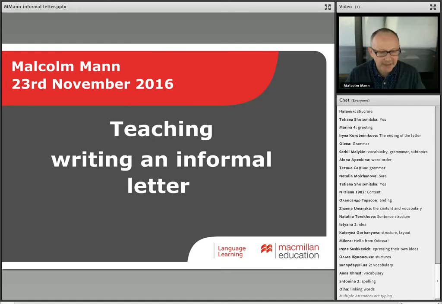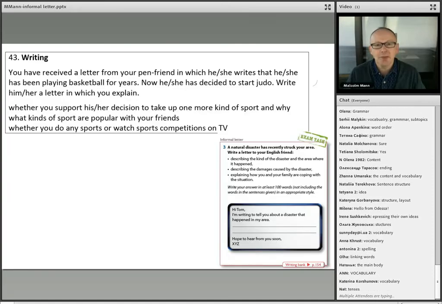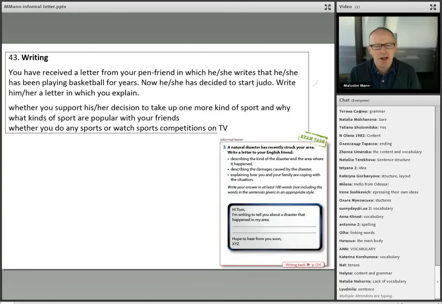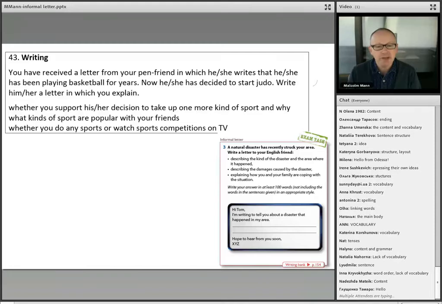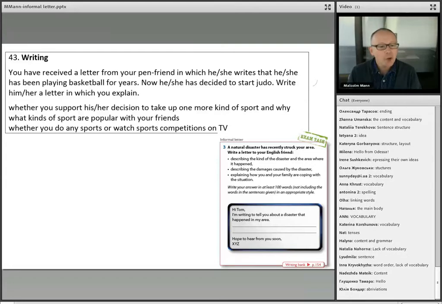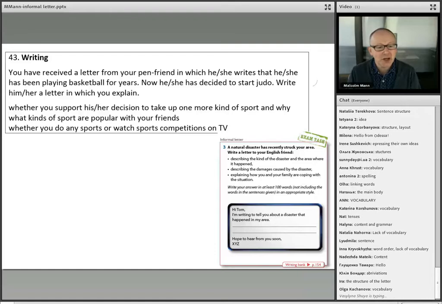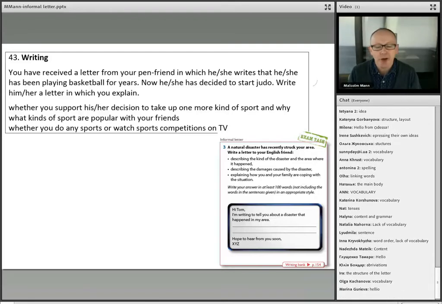So let's have an example informal letter question from the Ukrainian state exam. This was from, I think, last year's sample paper. I'm just going to read it. You have received a letter from your pen friend in which he or she writes that he or she has been playing basketball for years. Now he or she has decided to start judo. Write him or her a letter in which you explain whether you support his or her decision to take up one more kind of sport and why, what kinds of sport are popular with your friends, and whether you do any sports or watch sports competitions on TV.